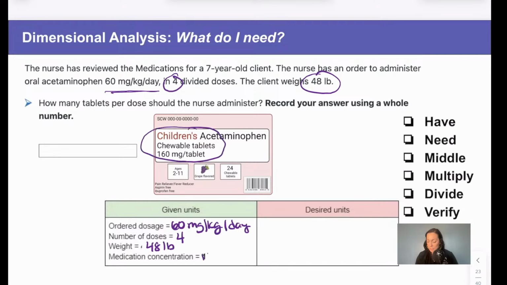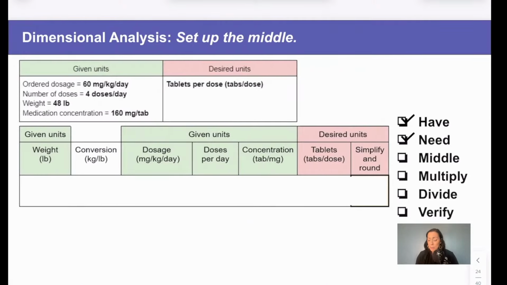So it's 160 milligrams per tablet. Okay, and then what do they want us to find out? We want to find out how many tablets we're going to give. So tabs per dose. Okay, so now that we have all of that information, we can set up the equation. Now remember, when we're setting this up, we're going to, on the right side, put what we're looking for. So we're looking for our tabs per dose. And on the left side, we can just plug in any of our numbers. Here, I'm going to start with the weight just to go ahead and get that converted.